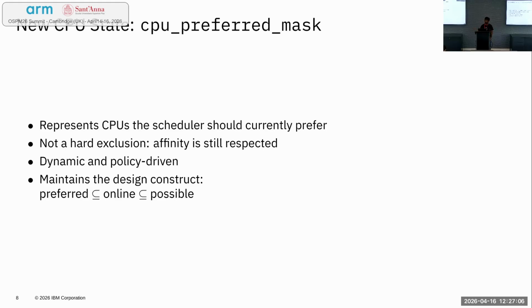So coming to the new CPU state, we are introducing a new CPU state called CPU preferred mask. It represents the CPUs which the scheduler should currently prefer. It's not a hard exclusion, like affinity is still respected. It's dynamic, it can change on the fly. And the key thing is we are trying to maintain this design construct: today we have this construct already, like online is always a subset of possible CPUs, right? So we are trying to maintain that preferred is always a subset of online CPUs. So you don't end up with a preferred CPU that is offline, ever.